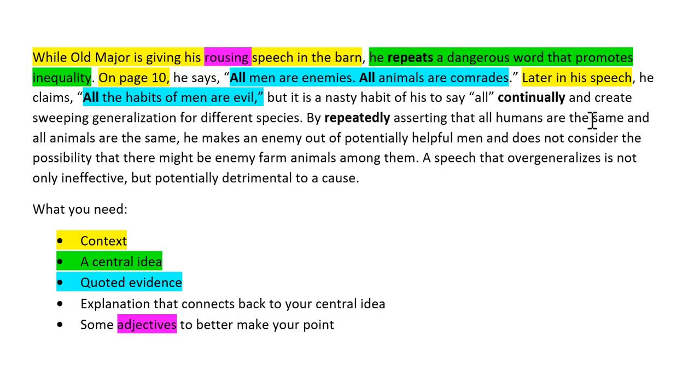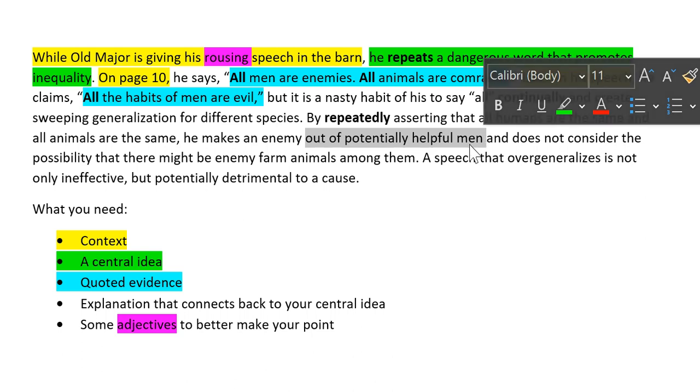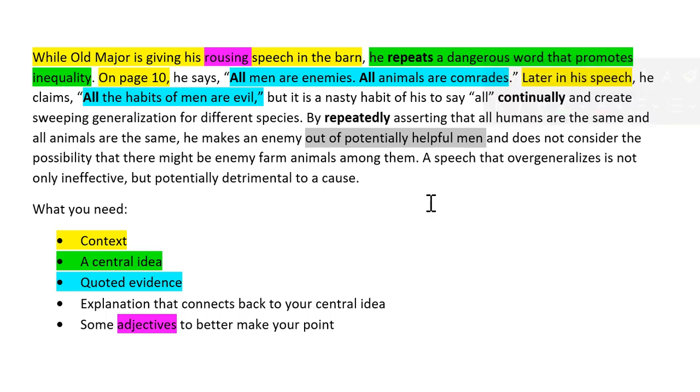asserting that all humans are the same and all animals are the same, he makes an enemy out of potentially helpful men and does not consider the possibility that there might be enemy farm animals among them. So he's like making enemies out of his friends, which could be like humans that want to help them, and he's not considering the fact that some of the animals that might be in this barn right now are actually going to ruin his whole effort to make humans and animals equal.